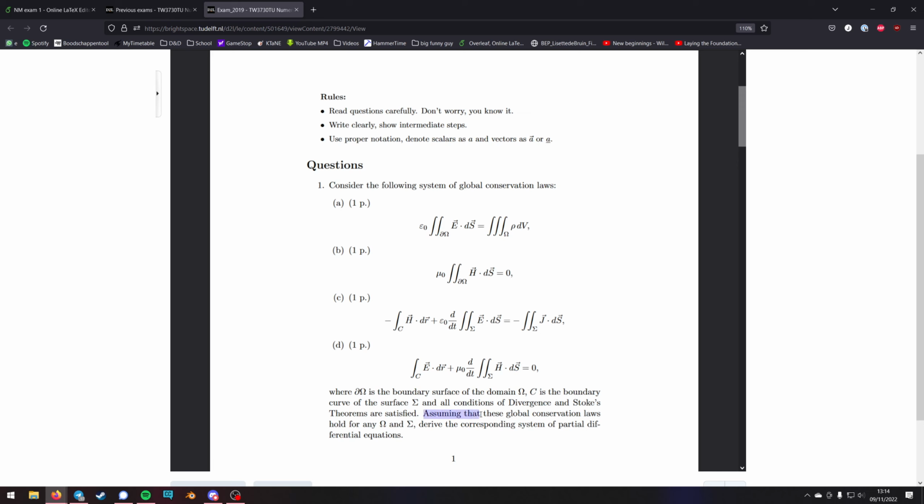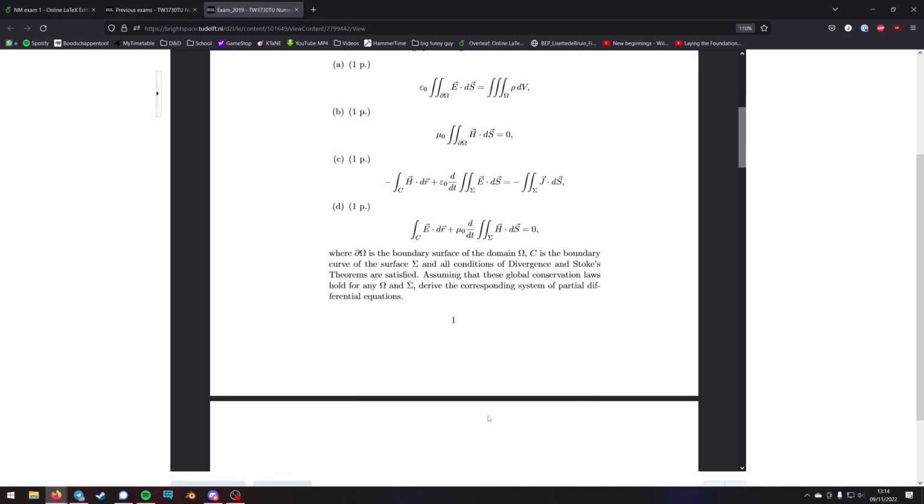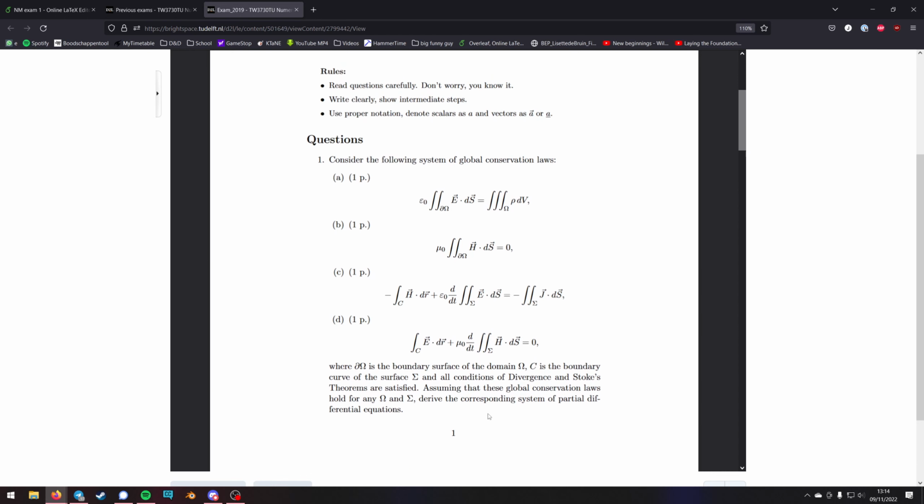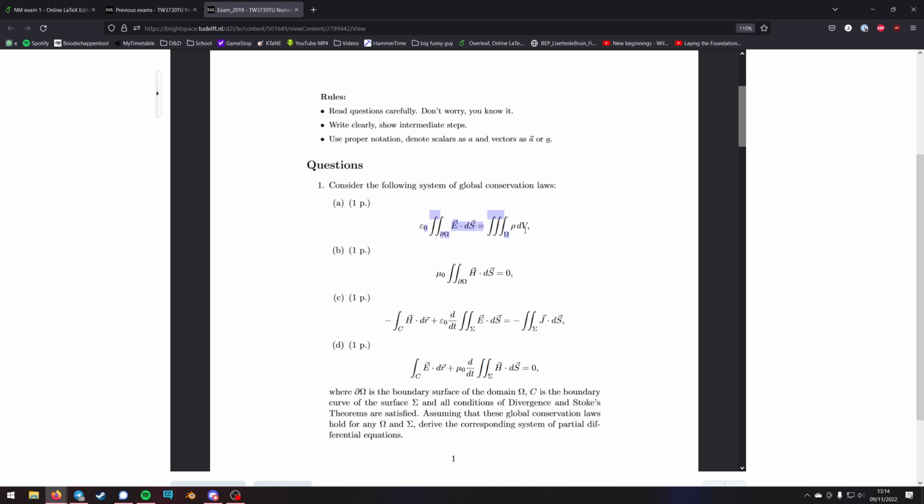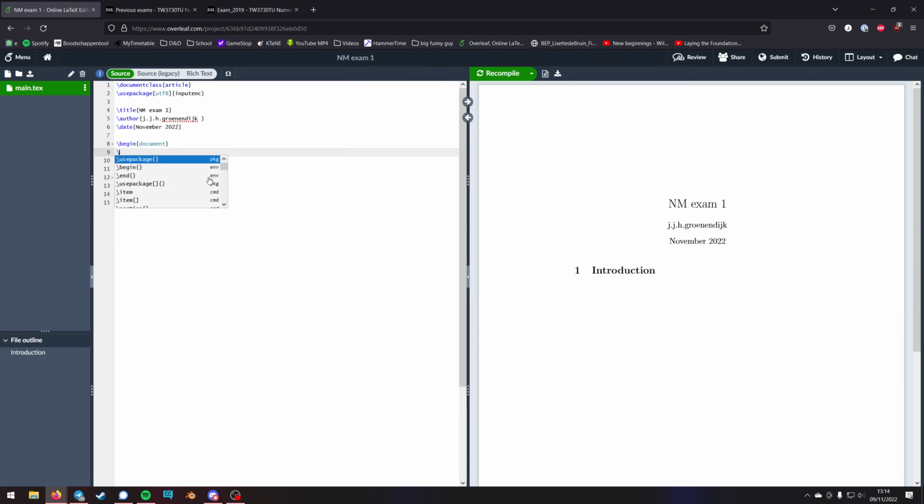So let's see. Global conservation of... derive the corresponding system of partial differential equations. Okay, so what I'm reading here is that for every single one of these, we need to turn it into a partial differential equation. So first thing I'm going to do, I'm just going to copy it over and we're going to start doing some random math. We'll see where we get.